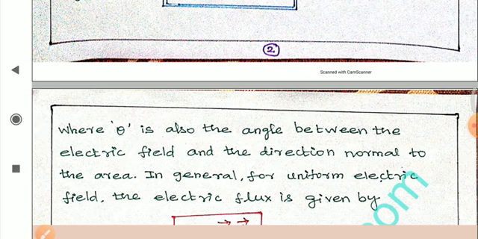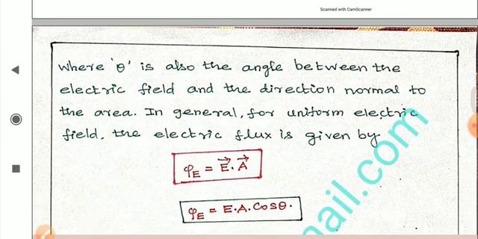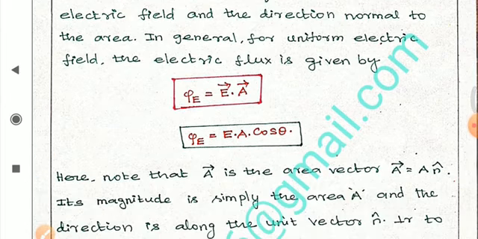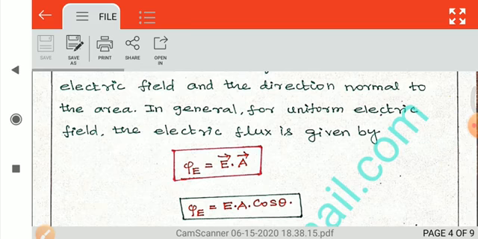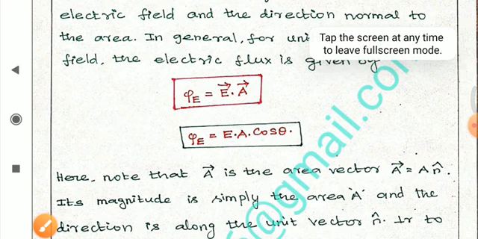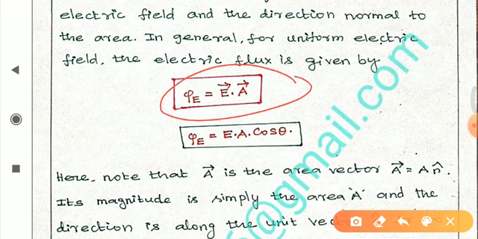Now if theta is the angle between the electric field and the direction of the normal to the surface area, what is the general form? Already I told the same thing, it is written here: phi E is equal to E vector dot A vector, in vector form.